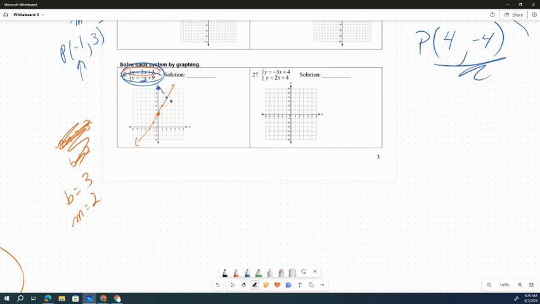And if you notice, they actually do intersect at this point right here. It's 2 comma 7. And notice if I put x as 2, my y would be 7 in both of these cases. So go ahead and graph those and find that point of intersection.